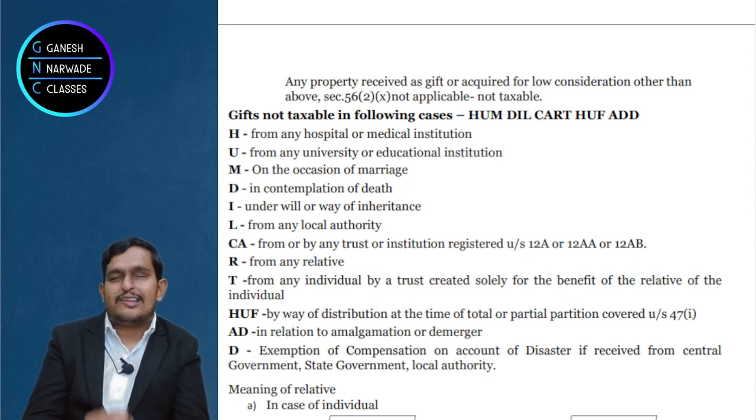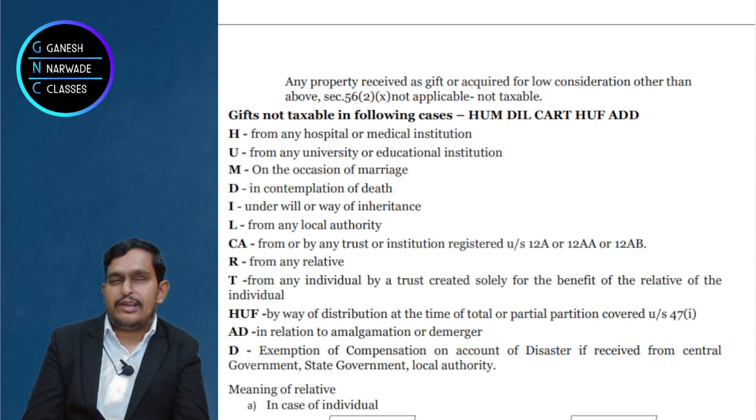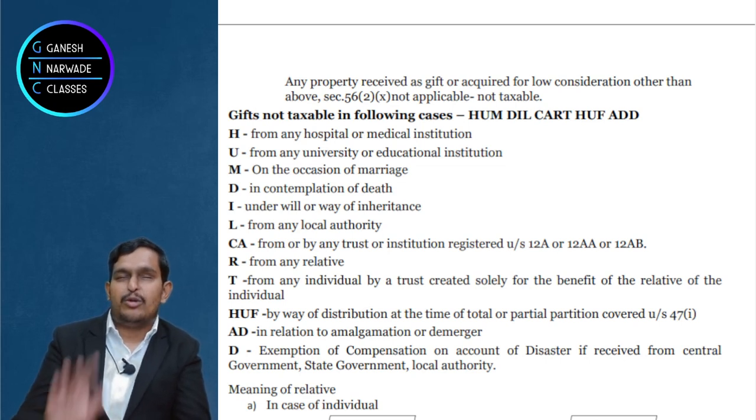L for local authority. You got a gift from a local authority. Wow, the local authority gave a gold chain as a gift to you. Sometimes they can give, right? Nothing wrong in it. Because you maintained the cleanest house and the municipality wants to award such people, so they gave you a gold chain as a gift. Then it is not taxable. Even if the gold chain is worth 10 lakhs rupees, still not taxable. May God grant that you get a gift from the municipality.